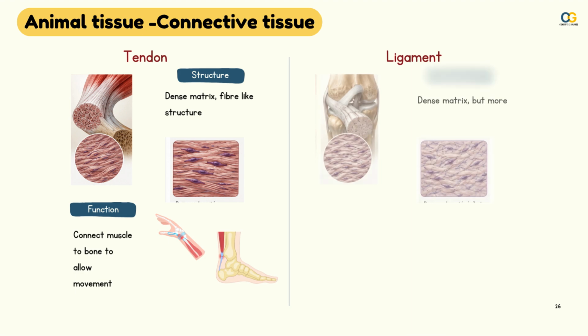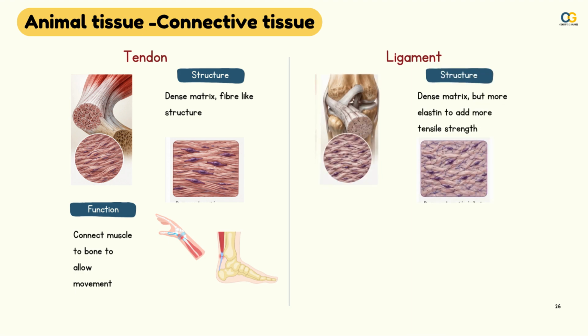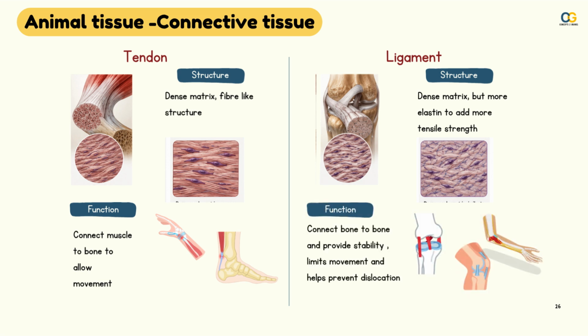And ligaments have a similar dense matrix but more elastin to add more tensile strength to the bone. Their function is to connect bone to bone and provide stability and limit movement and helps prevent dislocation between the bones.